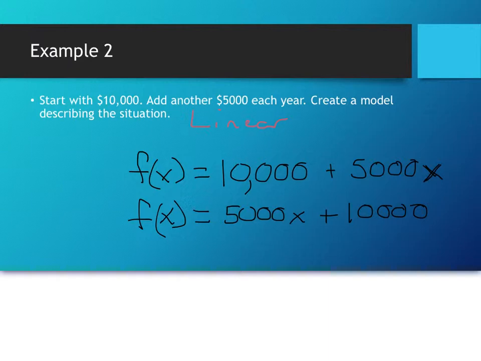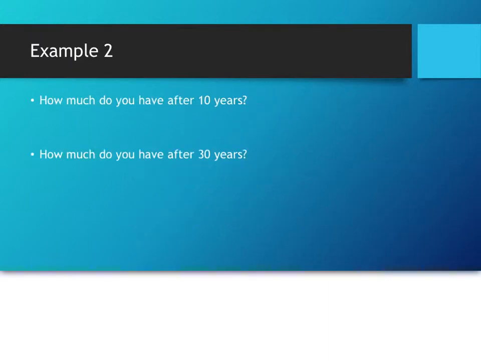Okay. Now go ahead and answer these two questions about how much you have after 10 years and how much you have after 30 years, based on the model that we had just a second ago.